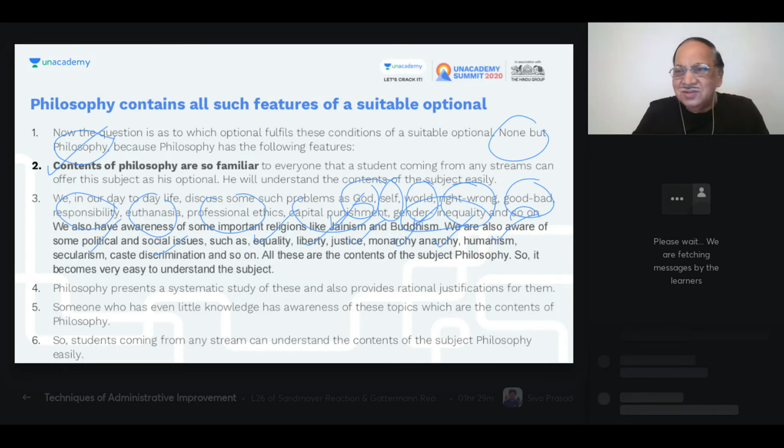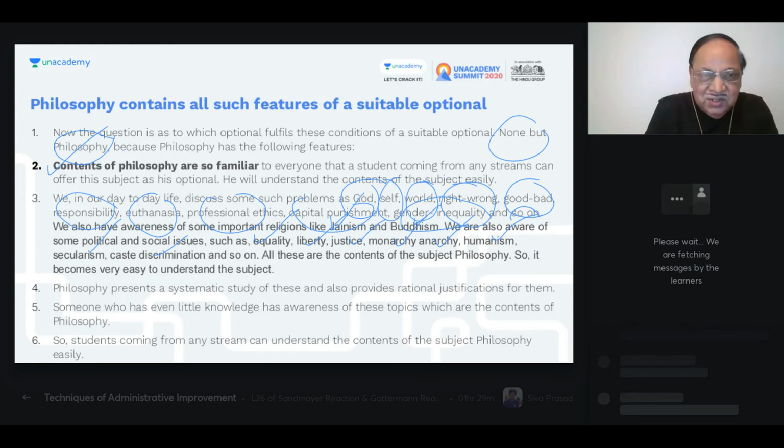discrimination, and so on. So the point is that one who has a little bit of knowledge is aware of all these issues which I have just explained to you. And you will be happy to know that all these form the contents of philosophy. So in philosophy, you are going to study these topics, the topics with which you are already aware. At least some awareness that you must have of all these topics which I have mentioned here.